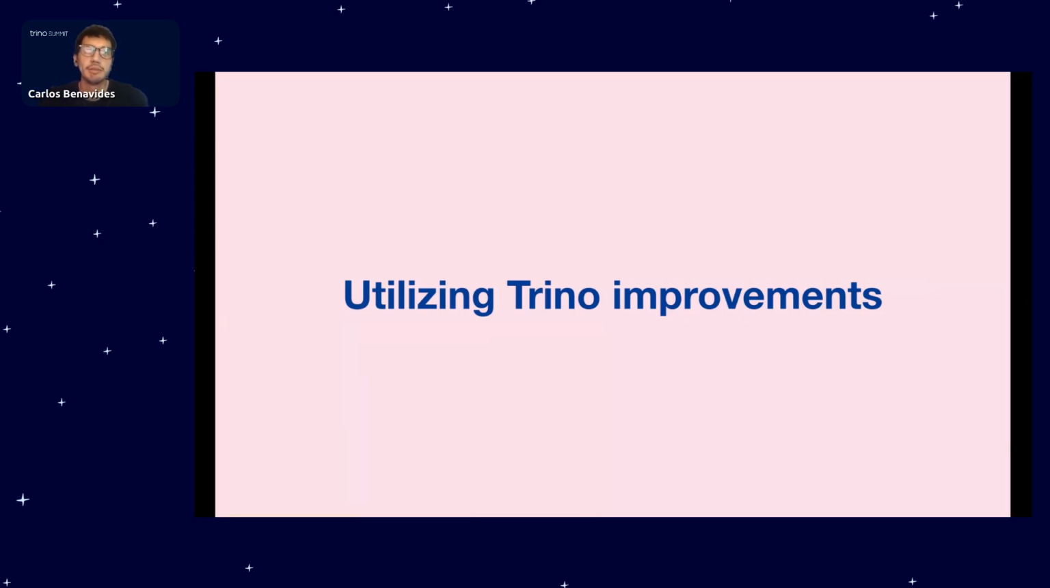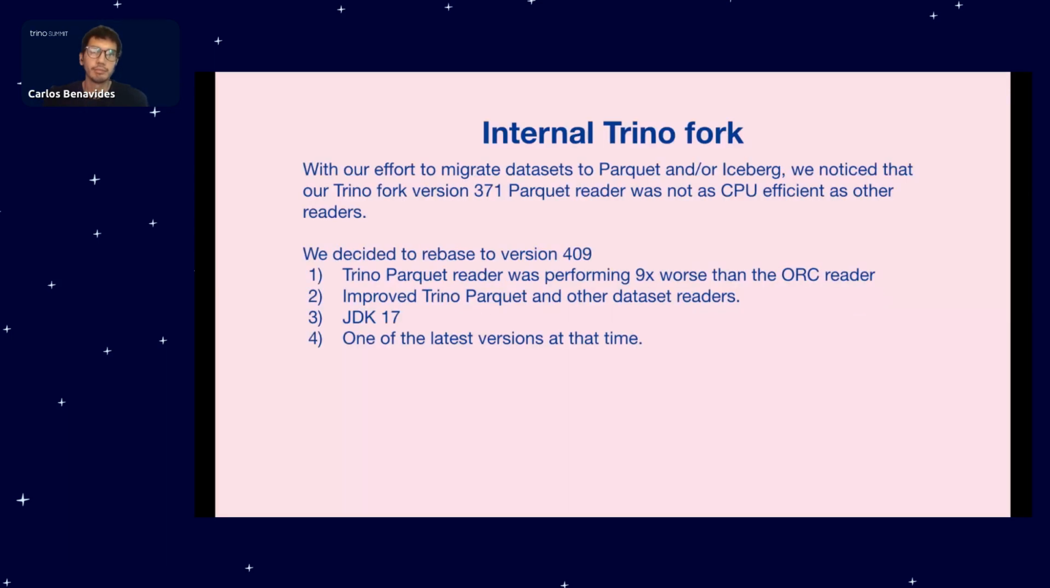So onto our third optimization. Here we'll talk about our most recent Trino version upgrade rebase. We have spoken about migrating datasets from non-columnar formats to Parquet and/or Iceberg. However, after the second optimization was completed, we noticed that the current Trino version at the time, Trino version 371, had a Parquet reader that was not as CPU efficient as other readers.